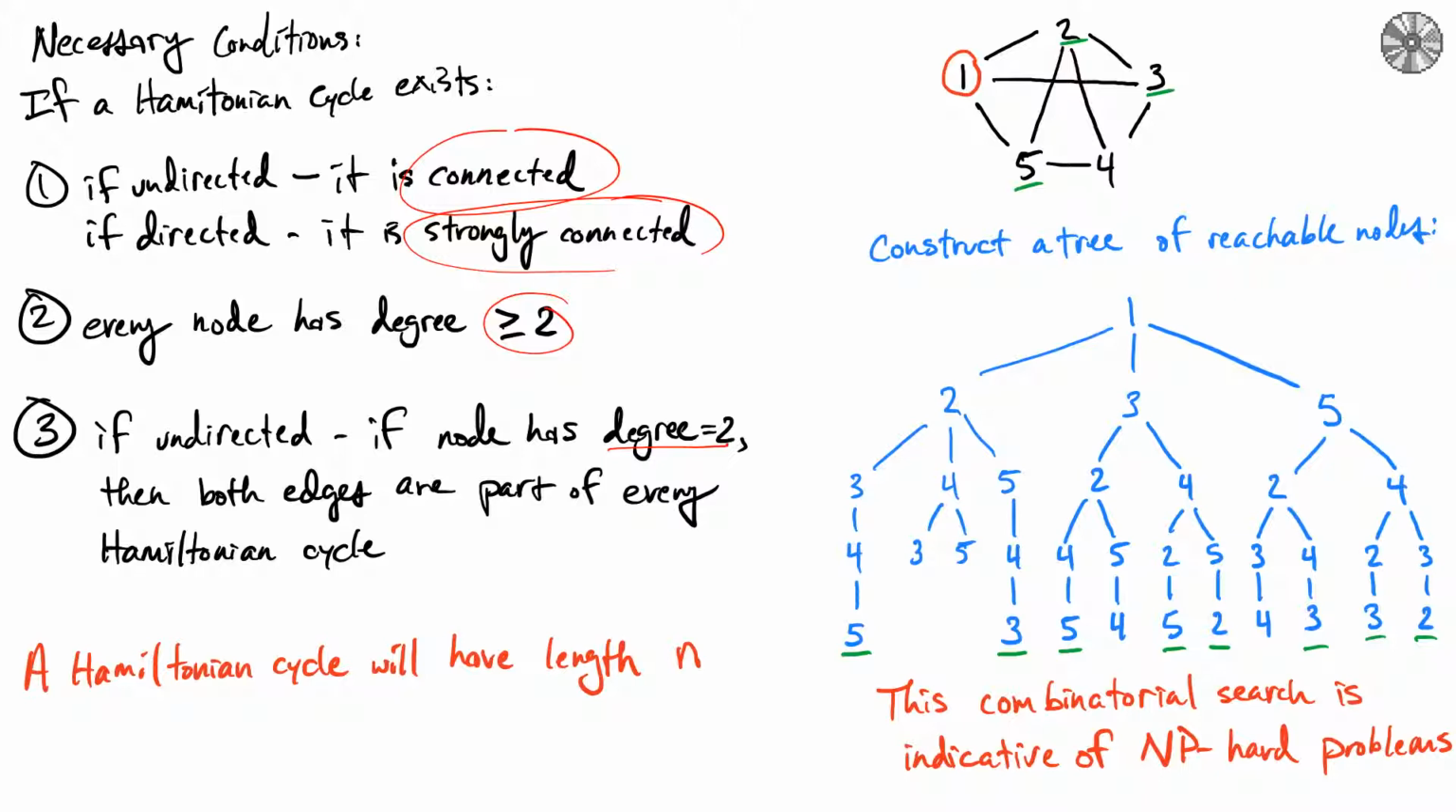And then it's worth noting that we have n nodes in our graph, and the idea of the Hamiltonian cycle is that it's a cycle that visits all of the nodes exactly once. That means it's going to be a cycle that has length n.